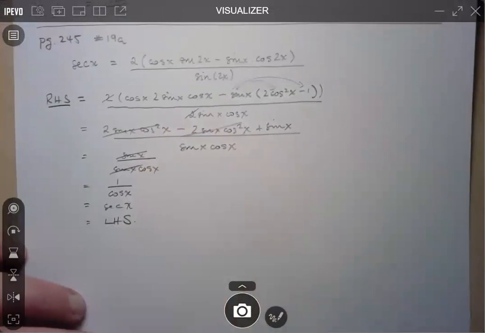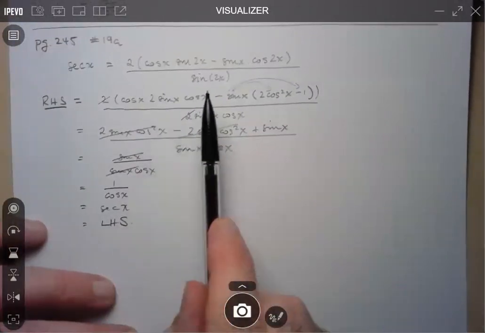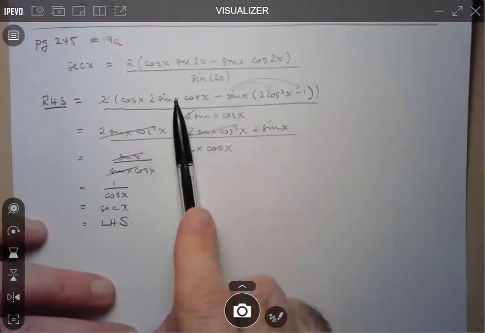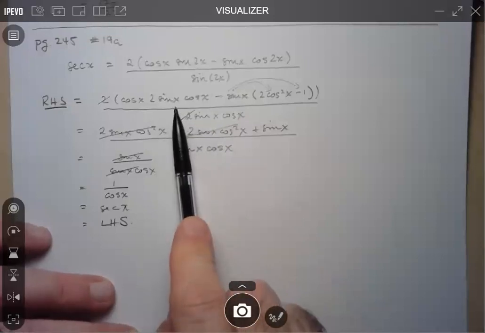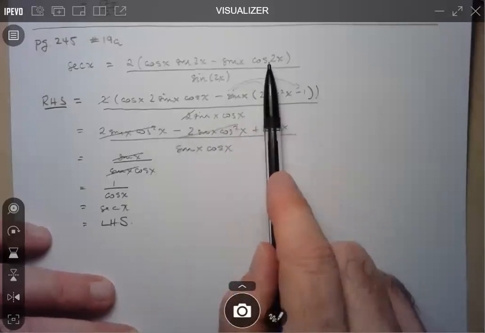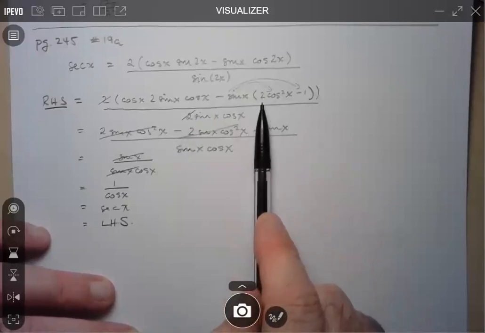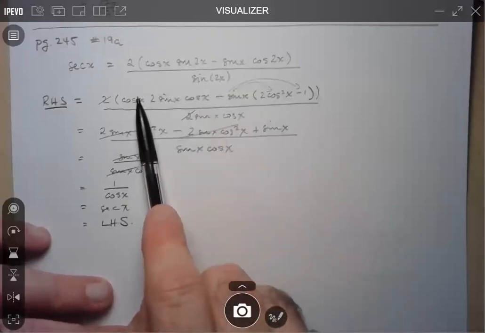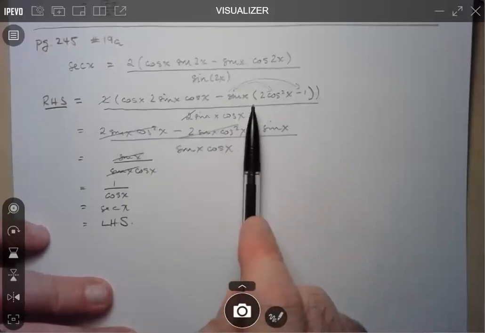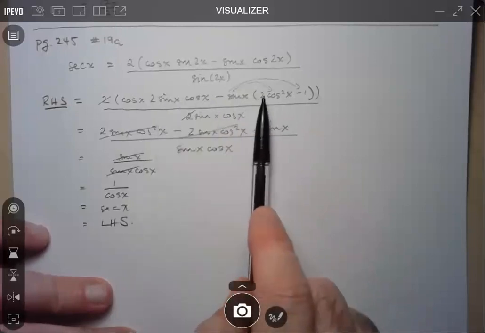Okay, so again, what was my reasoning? Sine 2x, no choice. I had to turn it into 2 sine x cos x. For this one here, I tried to choose the one that would work best with the other terms nearby. And one thing that works well with other terms nearby is something that's exactly the same type of term.